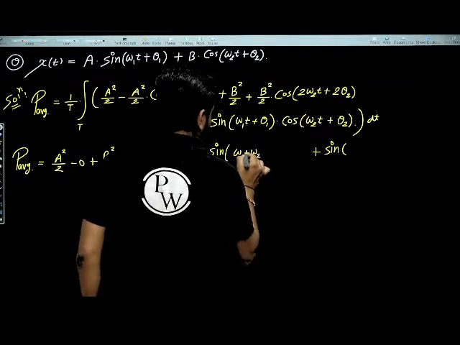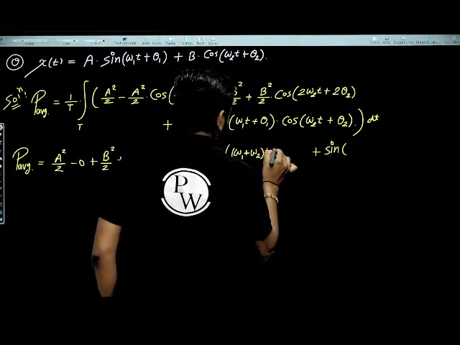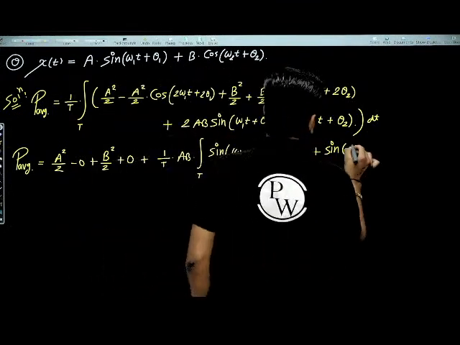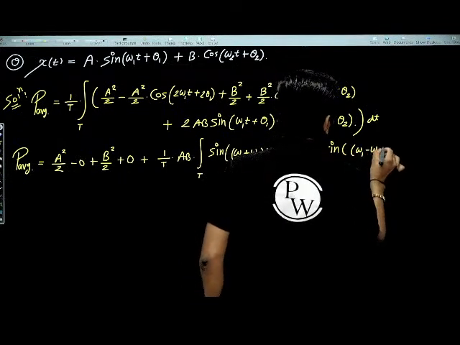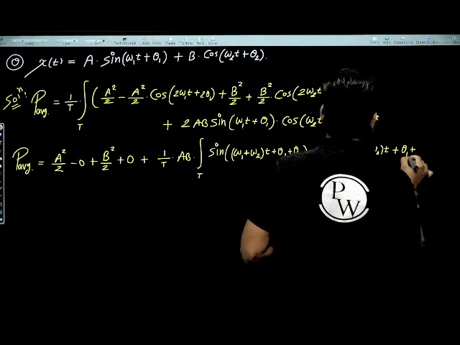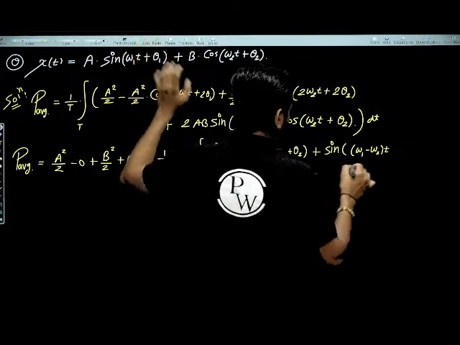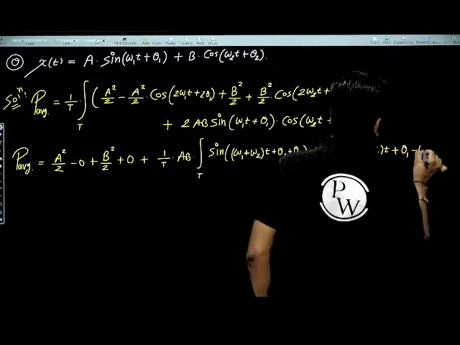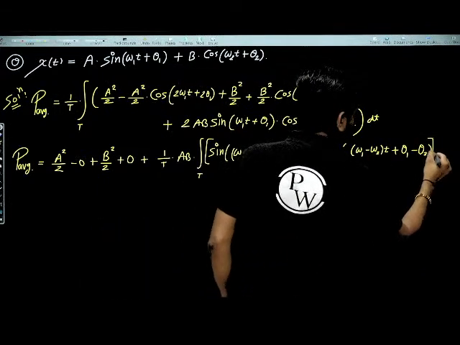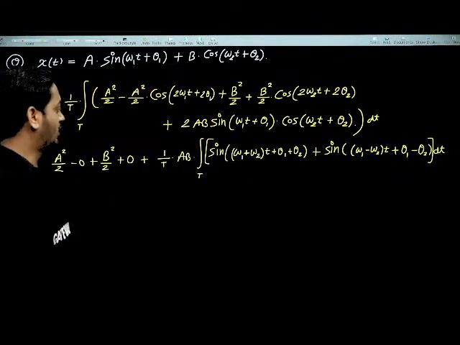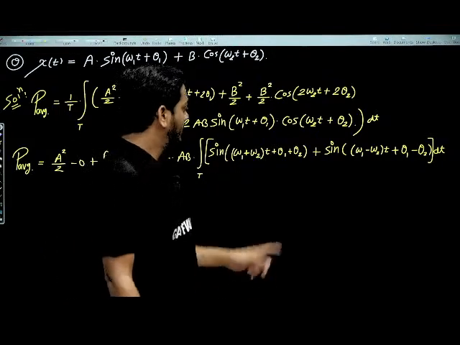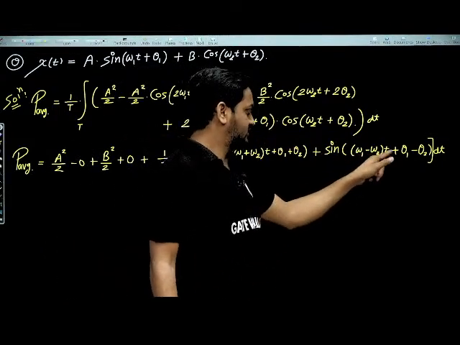Omega 1 plus omega 2 t plus theta 1 plus theta 2. Okay, and here omega 1 minus omega 2 t plus theta 1, sorry, subtraction, plus theta 1 minus theta 2 dt. Please all of you check once. The 2 sin C formula: sin(a plus b), sin of omega 1 plus omega 2 plus theta 1 plus theta 2, and a minus b, omega 1 minus omega 2 t plus theta 1 minus theta 2.